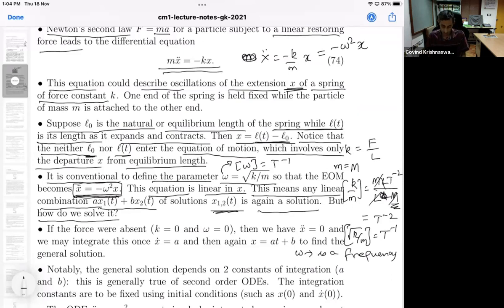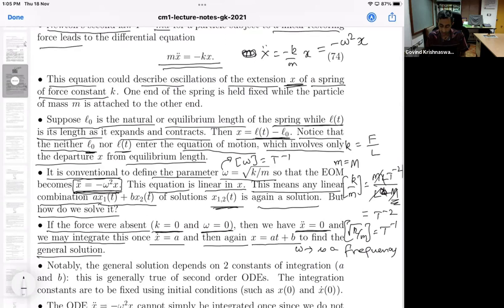Okay. So let us begin by observing that if the force were absent, that is if the force constant k was 0, then omega is also 0, since omega is the square root of k upon m. Then the equation simply becomes x double dot is 0, and we know the solution. We can integrate once, we will get x dot is a constant, and integrate once again, and you will get x is equal to a t plus b. Yeah, so this is how you get the general solution when there is no force.